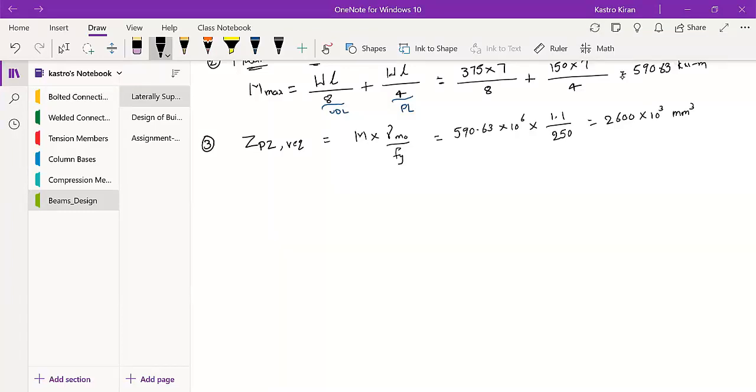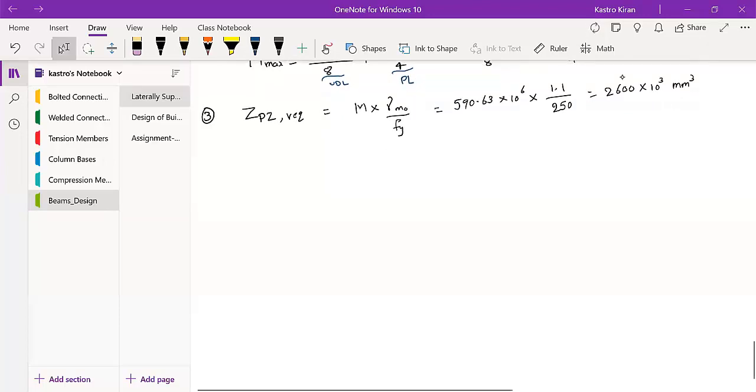Now, based on the ZpZ required value, that means based on 2600 into 10 cube, you are going to select a section. You're going to select a section from Annexure H of IS 800 2007. This we have talked about in the last class also.